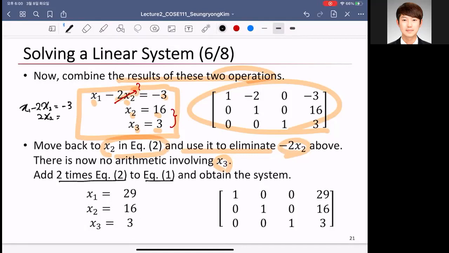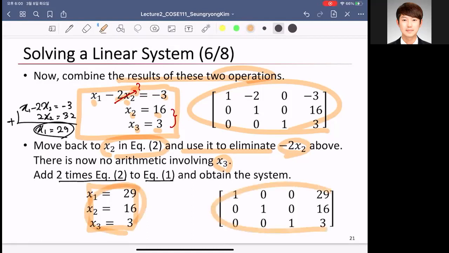2x2 is 32, right? Since it's 32, if we add this, x1 is equal to 29. So our final linear system looks like this, and the augmented matrix looks like this.